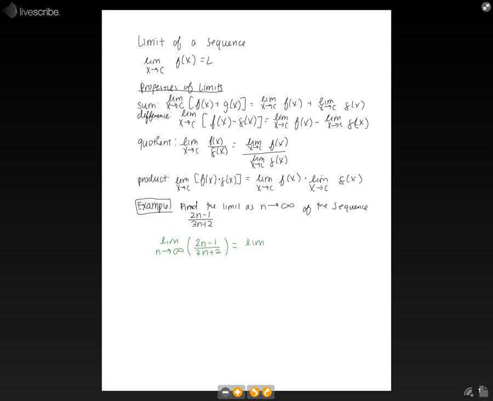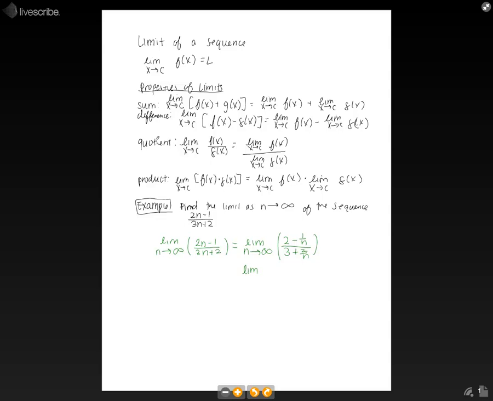So this gives you the limit as n approaches infinity of (2 minus 1 over n) over (3 plus 2 over n). Now we're going to start using some of our identities. So for the top we have a difference and the bottom we have a sum, so we're going to break up each part. The top will be broken up and the bottom will be broken up.